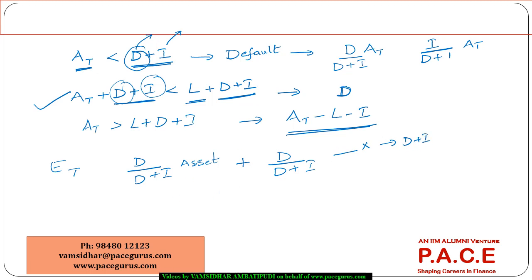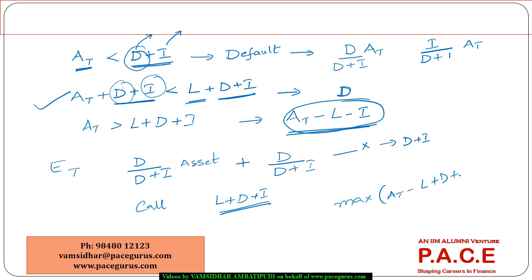And along with that, if I am looking at this payoff, it is a kind of a call option. I am going for a long call on the asset where the strike price is L plus D plus I, because if the asset value is more than L plus D plus I, the maximum of A_T minus (L plus D plus I) is what is typically received. So this is what is going to be the equity value.